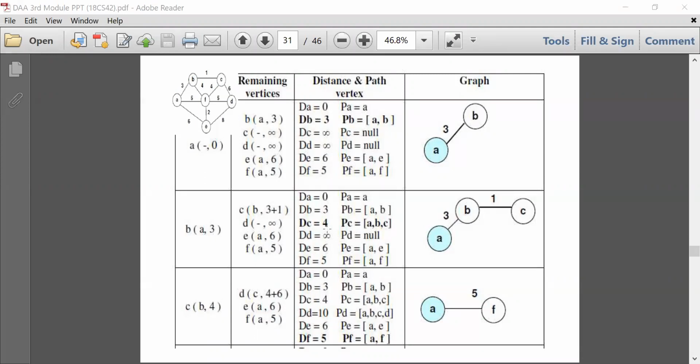And what is the path it is following? A to B, B to C it is following. That's why the path is A to B and then B to C. That's why A comma B, B comma C.